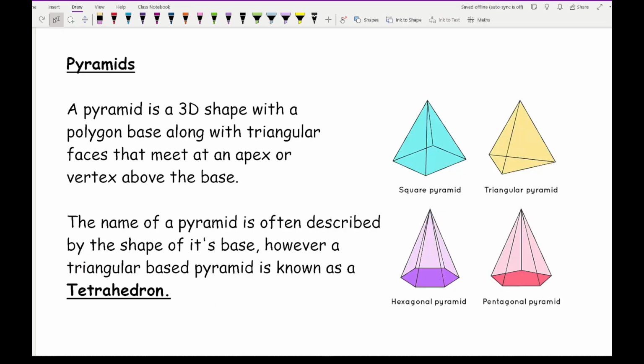Now another type of 3D shape is what we class as a pyramid. A pyramid is a 3D shape with a polygon base along with triangular faces that meet at an apex or vertex above the base. Now the name of a pyramid is often described by the shape of its base. However, a triangular base pyramid is also known as a tetrahedron, and the reason why it's got a unique name is because unlike all the other pyramids, all the faces are the same on a tetrahedron.